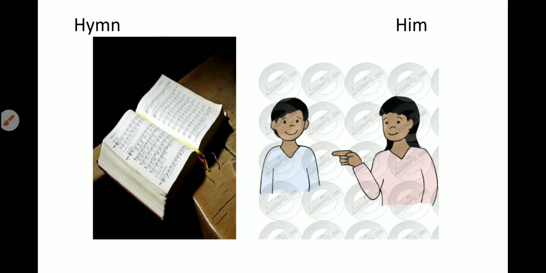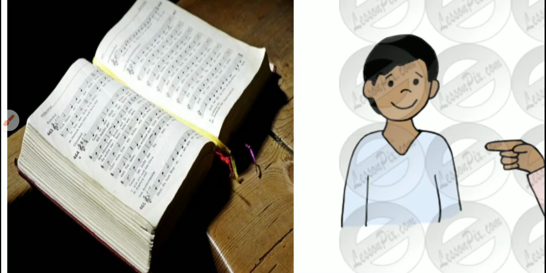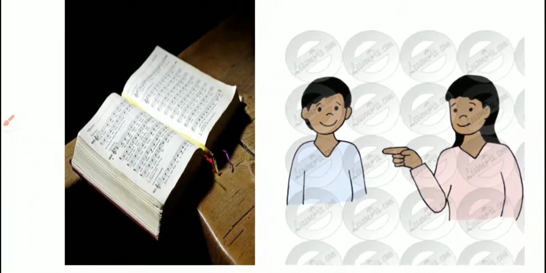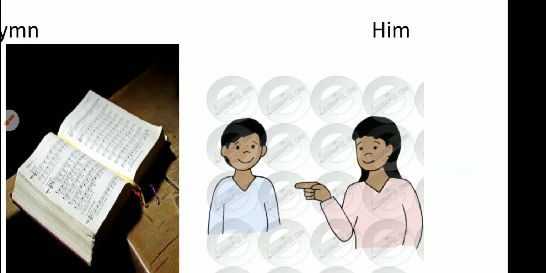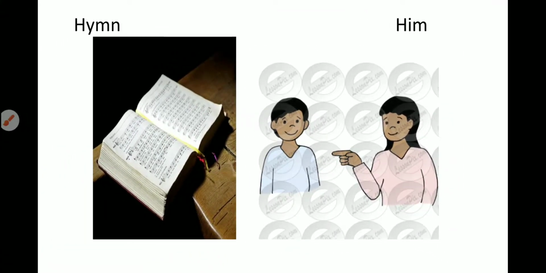We have him and him. The first him is spelled H-Y-M-N. And if you look closely, you see this is a hymn. Okay, hymns are usually sung in churches. Okay, hymns are sung in churches. During the service, hymns are sung. And people usually look into a hymn book to be able to sing along the hymns that they don't know.